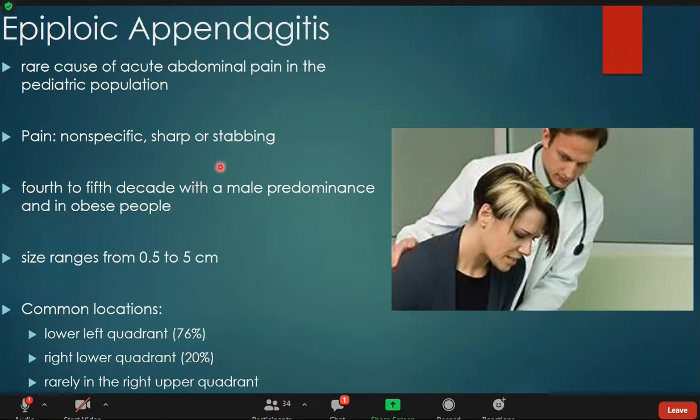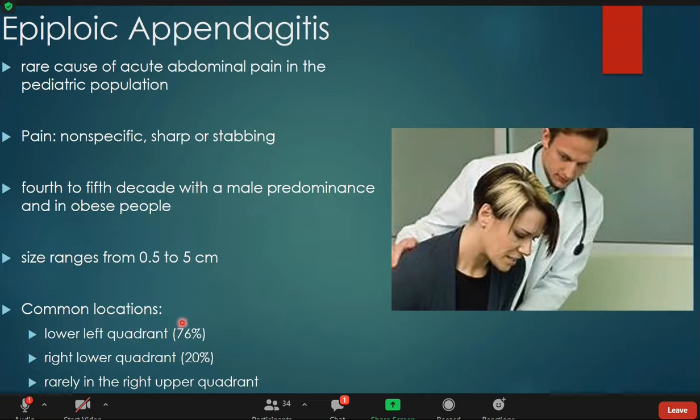The pain is usually non-specific, but according to a study, most of the patients complain of sharp or stabbing pain. This is usually seen in the 4th to 5th decade with male predominance, but in pediatric cases, according to one study, they are very rare and do not have sex predilection. This is also more common in obese people because they have excessive fat tissue and larger epiploic appendages. Sizes range from 0.5 to 5 centimeters.